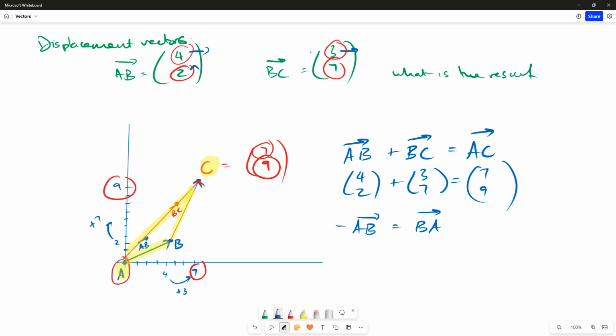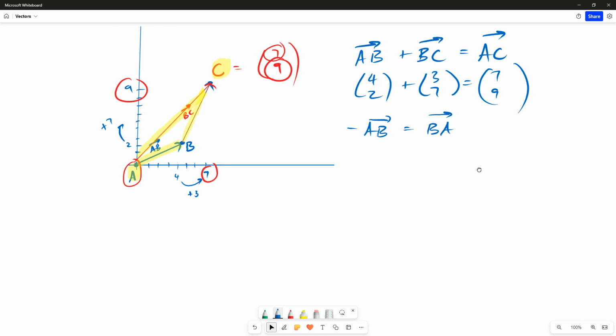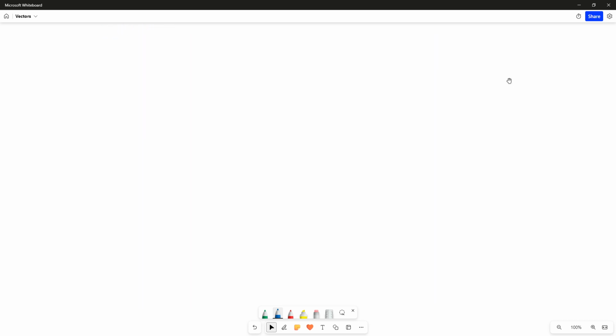So when we find the magnitude of a vector in 2D, we use Pythagoras' theorem. But if we want to find the magnitude of a vector that's in 3D, then that will be something different, right? So I've got a vector in 3D now. I want to find the magnitude of a vector in 3D.